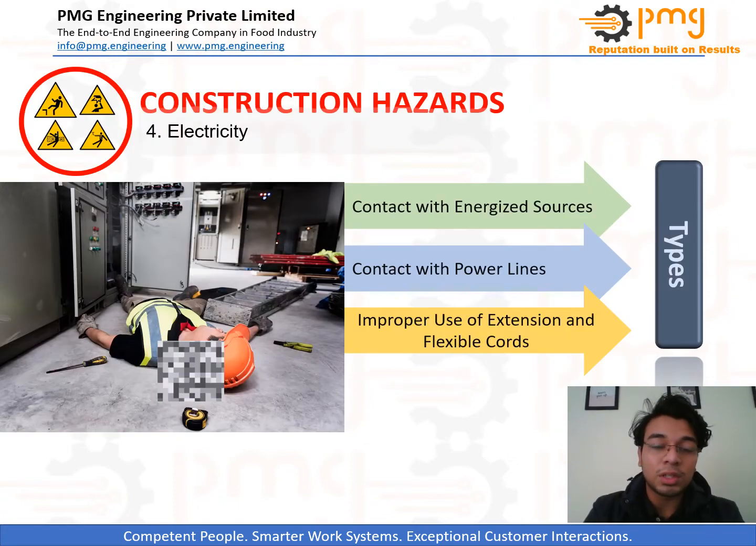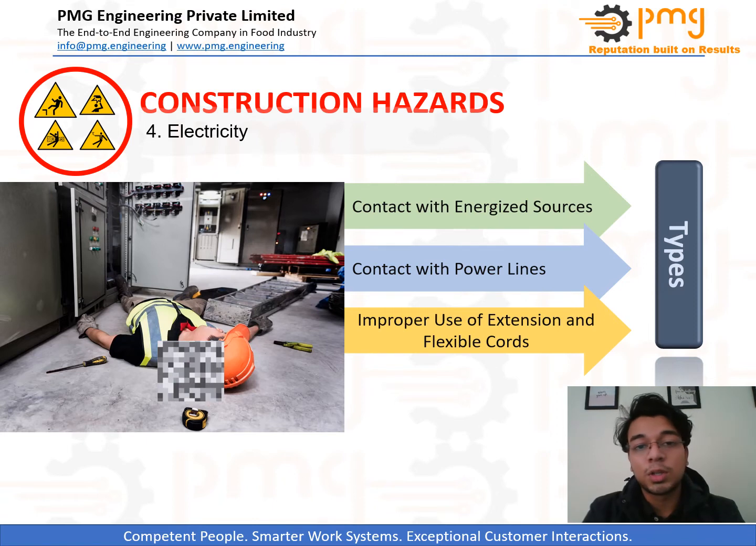The fourth hazard is electricity. Electricity may be the most important fabric of modern day human society, but if not handled properly, we all know the consequences. Let us look at some types of electrical hazard situations and what to be aware of. Hazards regarding contact with energized sources are electrical shock and burns. Electrical shock occurs when the body becomes part of the electric circuit.